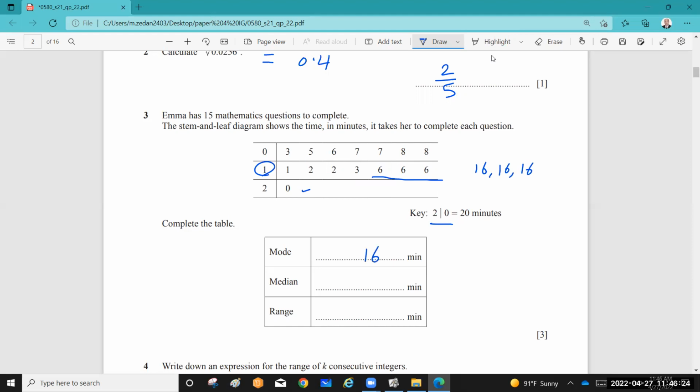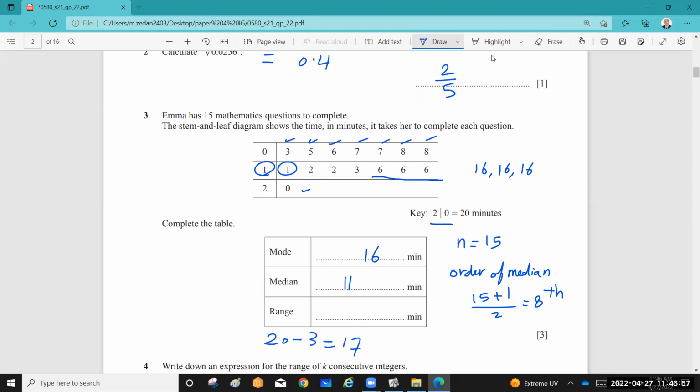The median is the middle value. We have n equals 15, so the position of the median is (15 plus 1)/2, which gives you the 8th value. If you count to the 8th value, 1, 2, 3, 4, 5, 6, 7, 8, this value, the median is 11. The range is the maximum value minus the minimum value. The maximum value 20 minus the minimum value 3 is equal to 17. Just write 17 here.